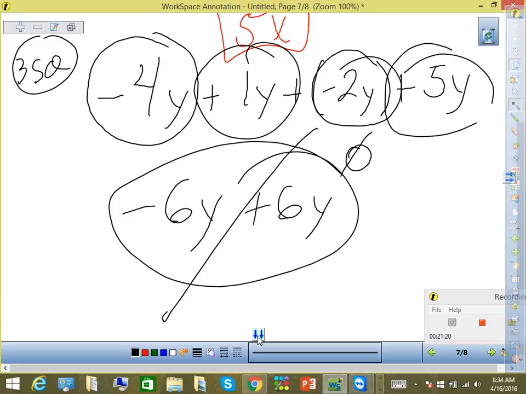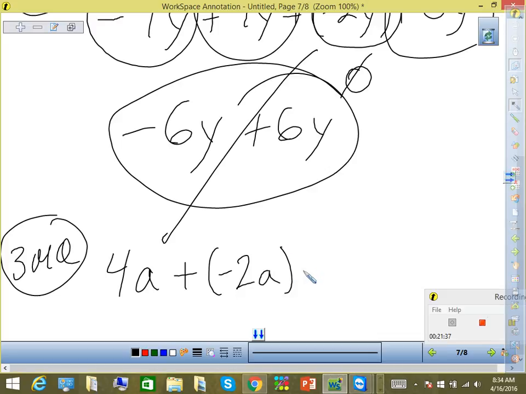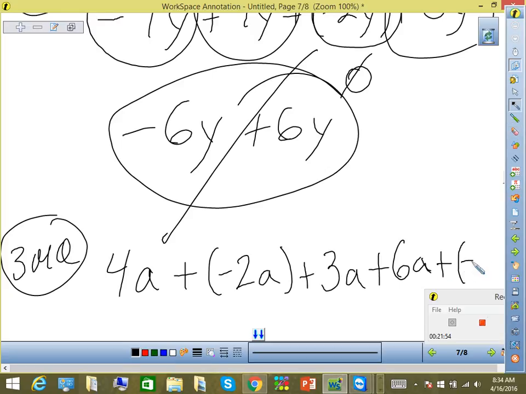Do another one. Example 3 mega cube. Here we go. 4a plus negative 2a plus 3a plus 6a. Oops, sorry. Hold on. Plus negative, okay, 5a. See if you can do that by yourself.